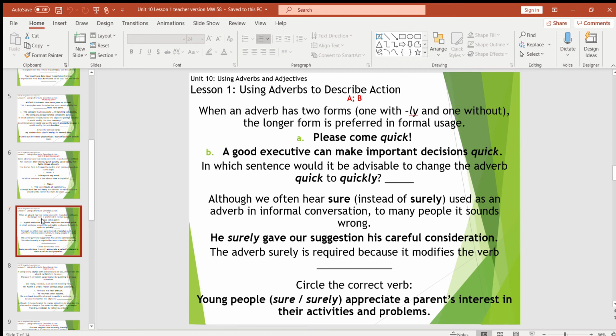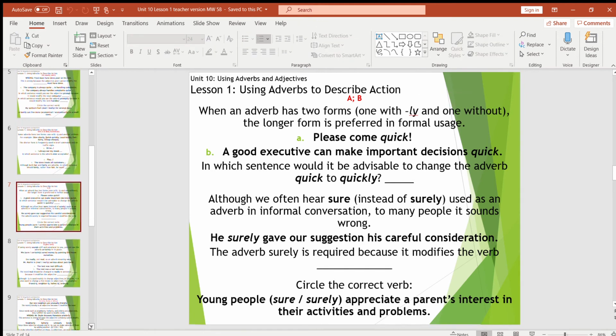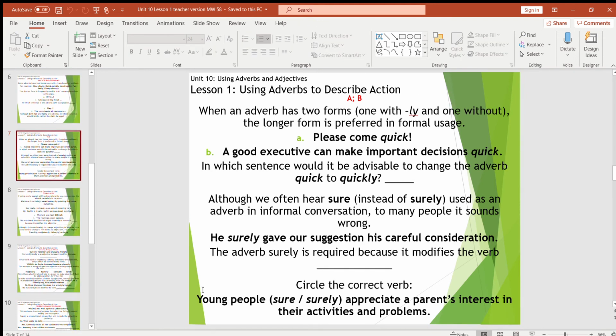So if we have "please come quick" versus "a good executive can make important decisions quick," in which sentence should you change quick to quickly since it's a more formal situation? B. So although we often hear sure instead of surely used as an adverb in informal conversation, to many people it still sounds wrong. Like, he surely gave our suggestion his careful consideration. The adverb surely is required because it modifies what verb? Gave, right? But informally you might hear people say, he sure gave our suggestion his careful consideration. Informally yes, but formally have the ly.